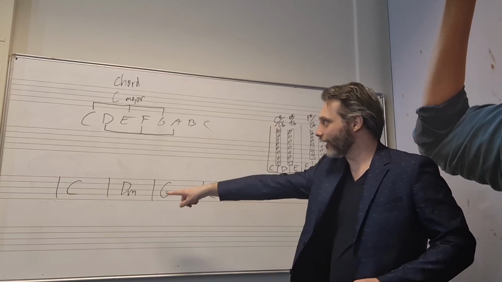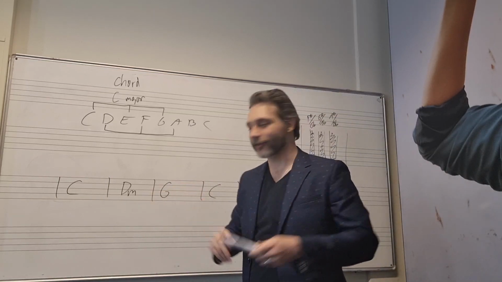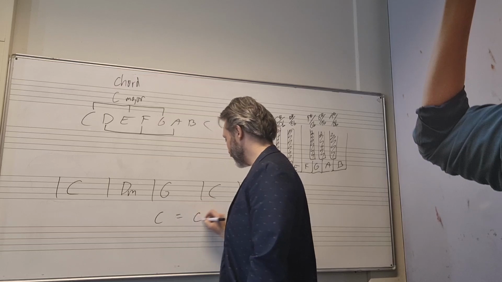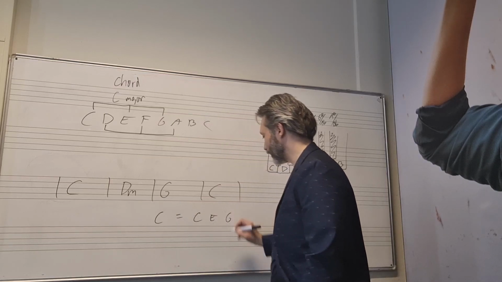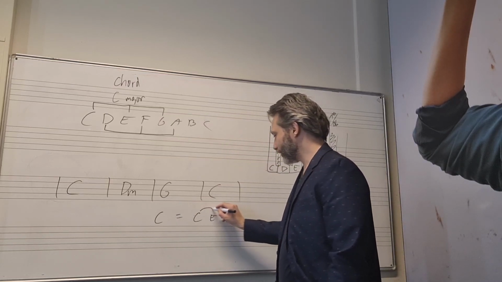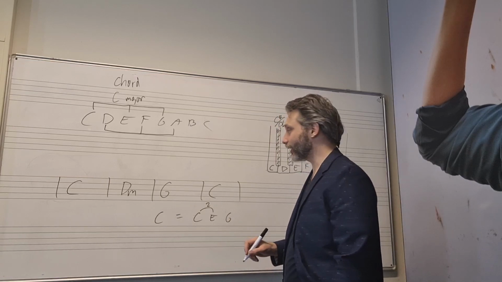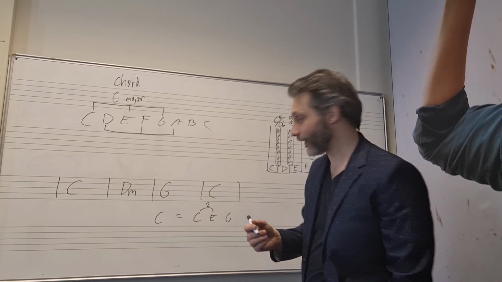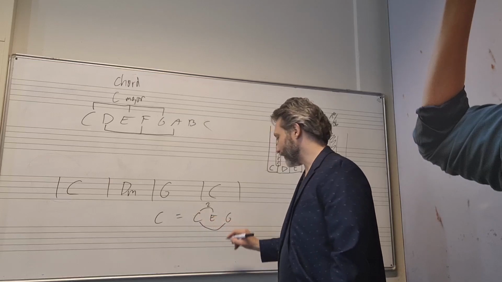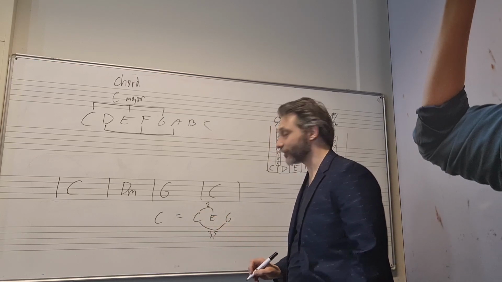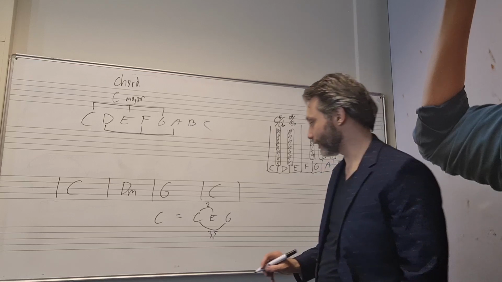However, why is that one minor? Why is it not major? How do we calculate this? So, C major has the notes C, E, G. This is a distance of 2 whole tones, which is a major third. And this is a distance of 3.5 tones, which is a perfect fifth.